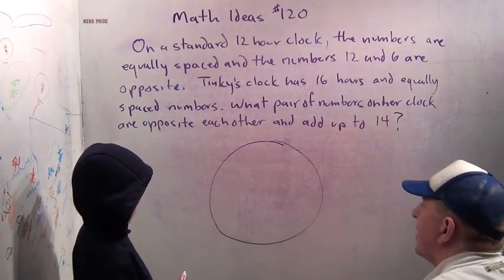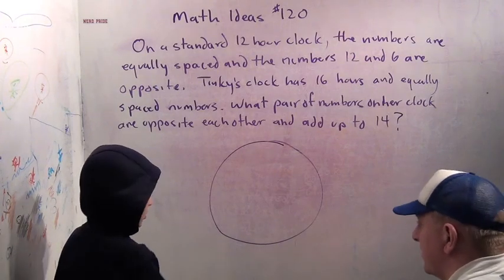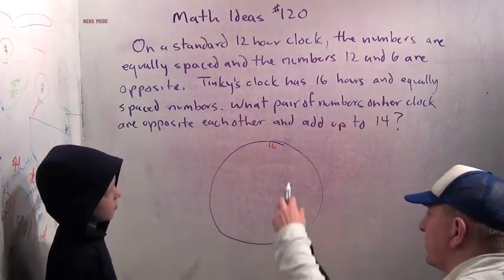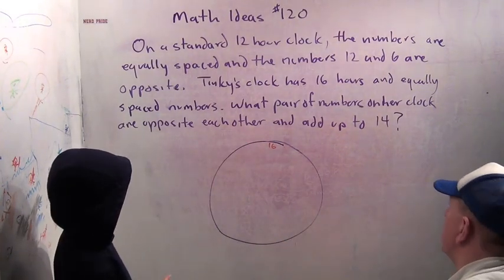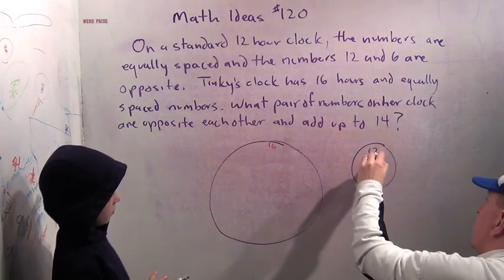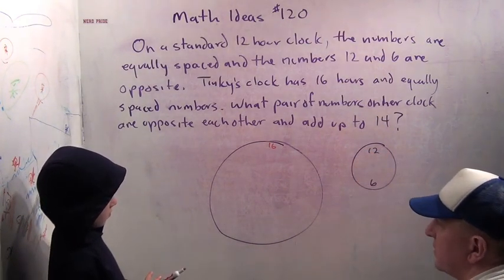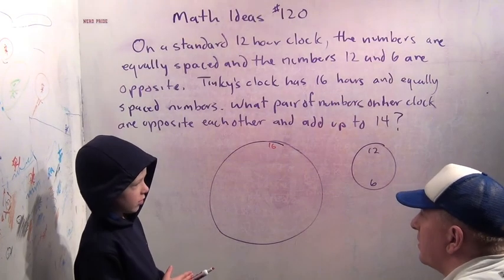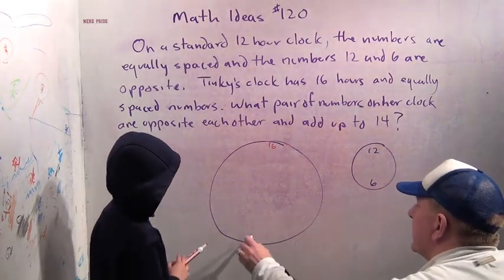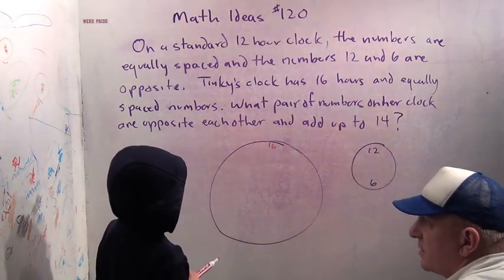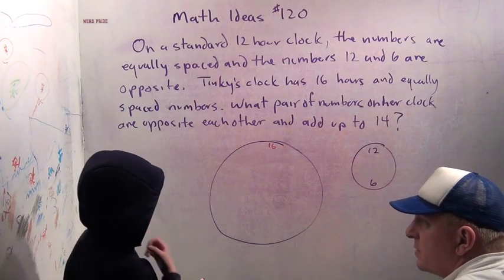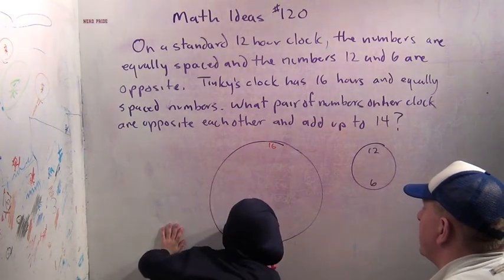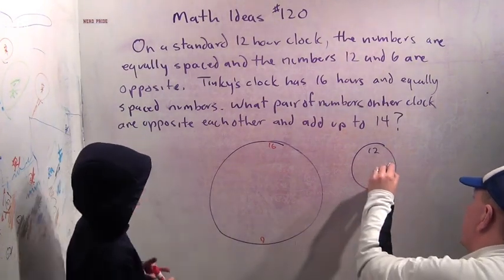So what number is going to be at the top of the clock? 16, yeah. And the numbers are equally spaced. So can you figure out what's going to be opposite of 16? Remember, on our 12-hour clock, it was 12 and 6. What's special about 12 and 6? 6 plus 6 is 12. Right, it's halfway around. This is 8.